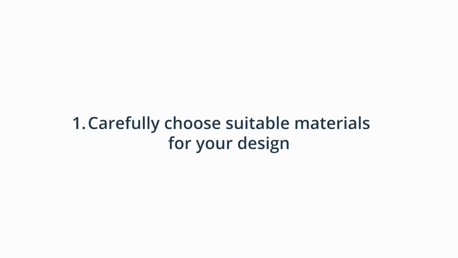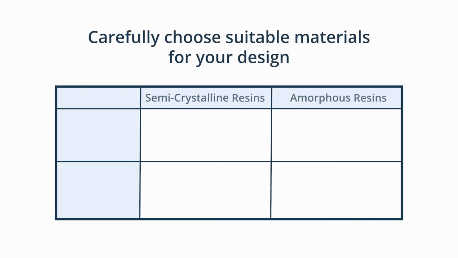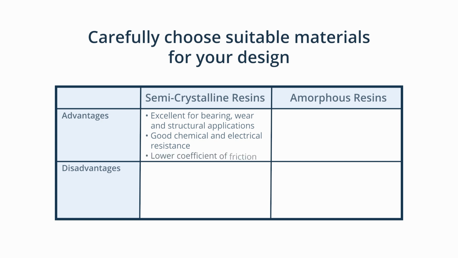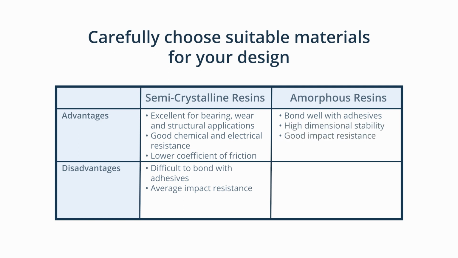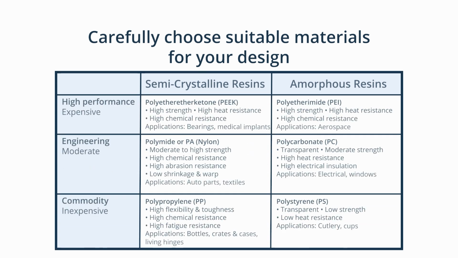1. Carefully choose suitable materials for your design. Thermoplastic resins used for injection moulding fall into two categories that both have their own advantages and disadvantages. Semi-crystalline thermoplastics are excellent for bearing, wear and structural applications, have good chemical and electrical resistance, as well as lower coefficient of friction. However, they are difficult to bond with adhesives and their impact resistance is average. Amorphous thermoplastics bond well with adhesives, have high dimensional stability and good impact resistance. However, they have low resistance to fatigue and stress cracking. These resins can be categorized as low-cost commodity resins, medium-cost engineering resins, and high-cost high-performance or specialty resins.